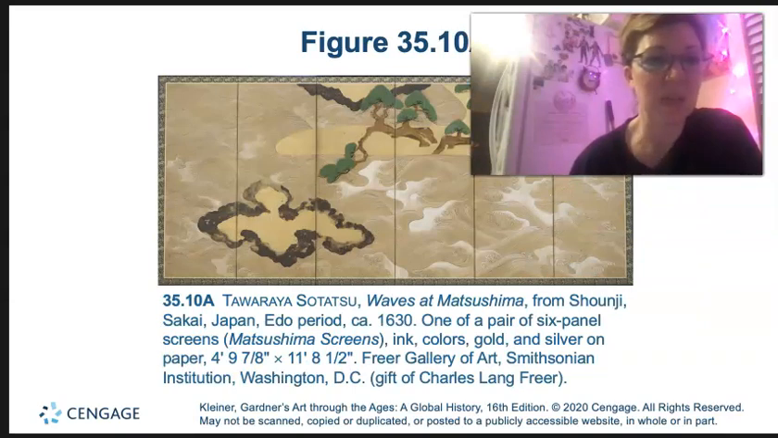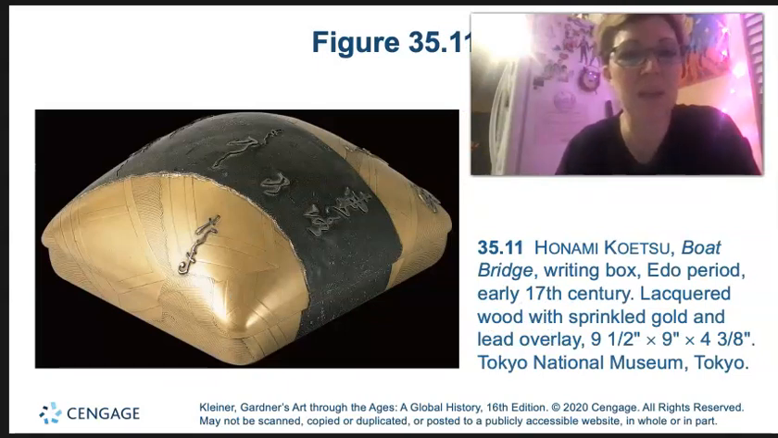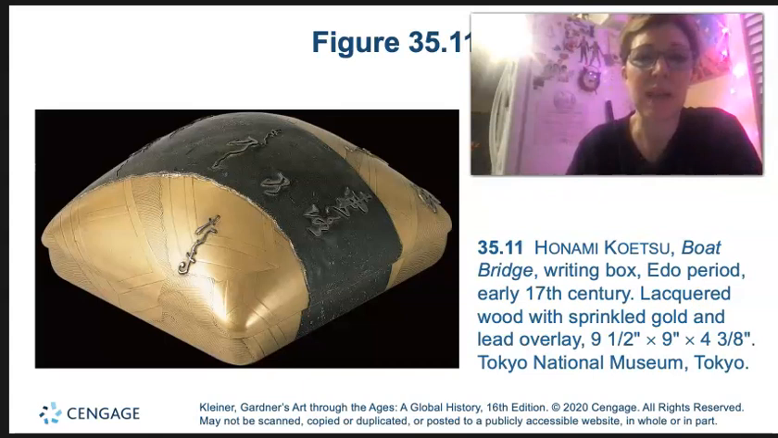Okay, this is another 6-panel screen. And this is another important one. So, Hanami Koetsu, Boat Bridge writing box. It's lacquered wood with sprinkled gold and lead overlay. And I would never call those colors dull. So if that should come up in the test, the colors are not dull.